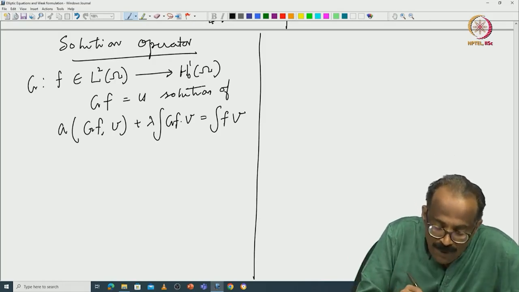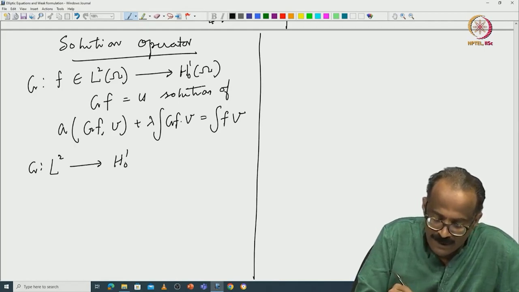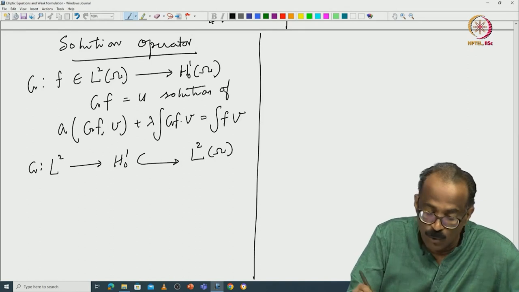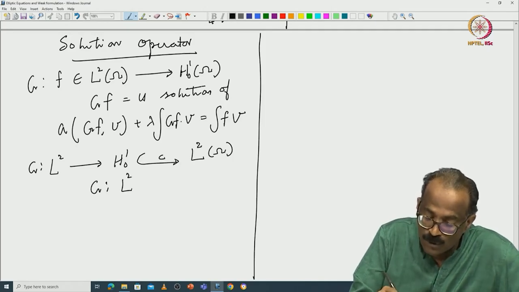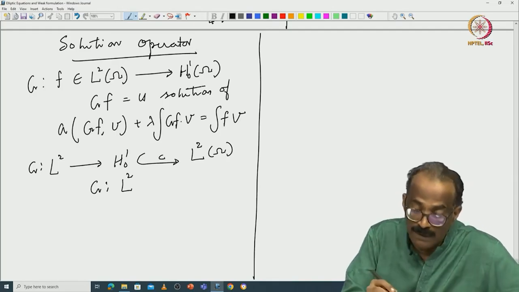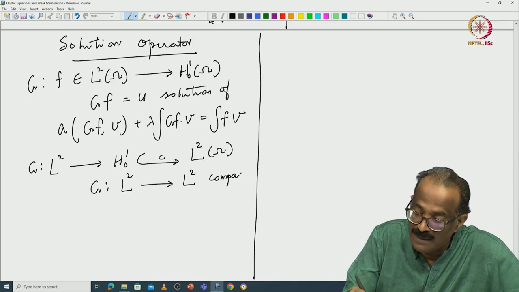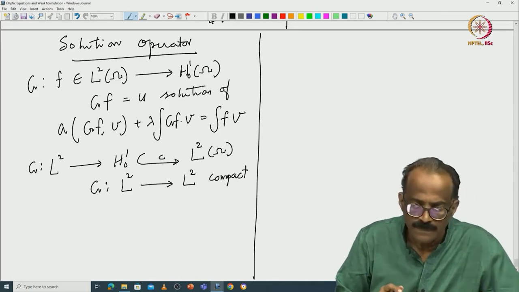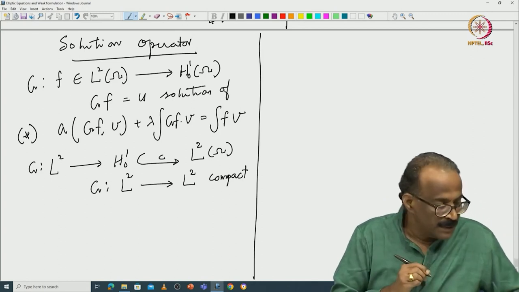Now, you have a mapping G which is from L2 to H1 naught, continuous at this stage, and H1 naught is compactly contained in L2 of omega. So you can view the solution operator not just from L2 to H1 naught, but as an operator from L2 to L2, in which case it is compact. This is where you are seeing the compact embedding for the first time. Let me call this star.